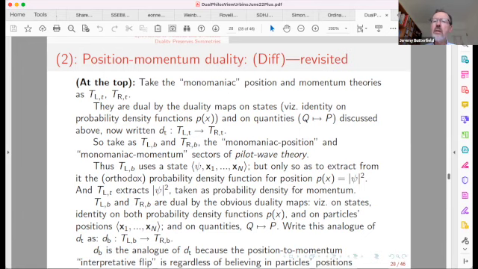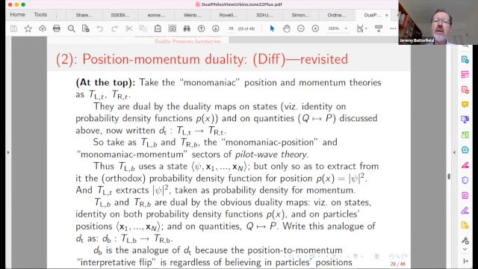On the bottom, let us imagine monomaniac colleagues about position and momentum who are advocates of the pilot wave. So pilot wave Alice at left bottom does use a pilot wave state with possessed positions x1 to xn added to the quantum state psi, but she only does that in order to extract information about probabilities of position.